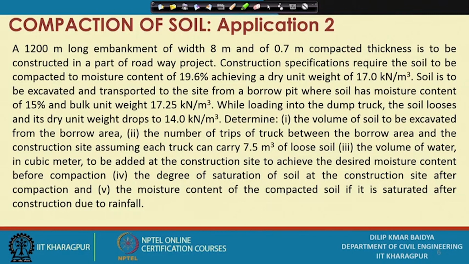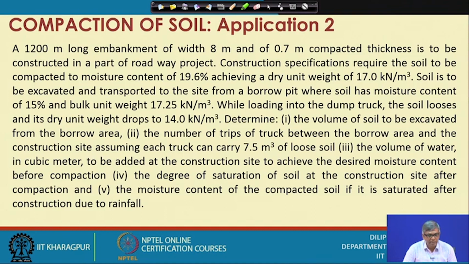If that is the condition given, you have to find the volume of soil to be excavated from the borrow area, and the number of trips of the truck between the borrow area and the construction site, assuming each truck can carry 7.5 meter cube of loose soil. Third, the volume of water in cubic meter to be added at the construction site to achieve the desired moisture content before compaction. The borrow soil has 15% water, but at the construction site we require 19.6%, so you have to add water. What is the amount of water to be calculated? Then the degree of saturation of the soil at the construction site after compaction, and the moisture content when it is saturated, during flooding. So these are the various aspects we have to find out.